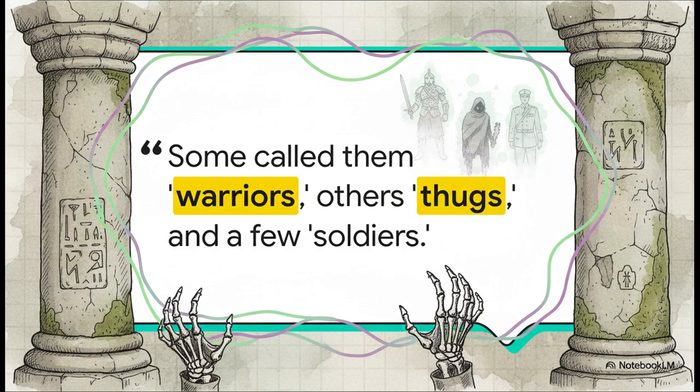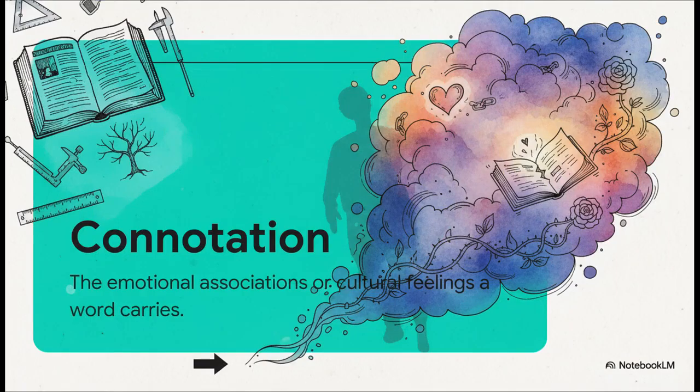Technically, they all just mean an armed person, right? But they make us feel completely different things. Warrior sounds heroic, thug sounds criminal, and soldier feels very formal and structured. The adventurer was warning us about connotation. This is that emotional weight or cultural shadow that kind of hovers around a word. It is totally different from denotation, which is just the cold, literal dictionary definition.